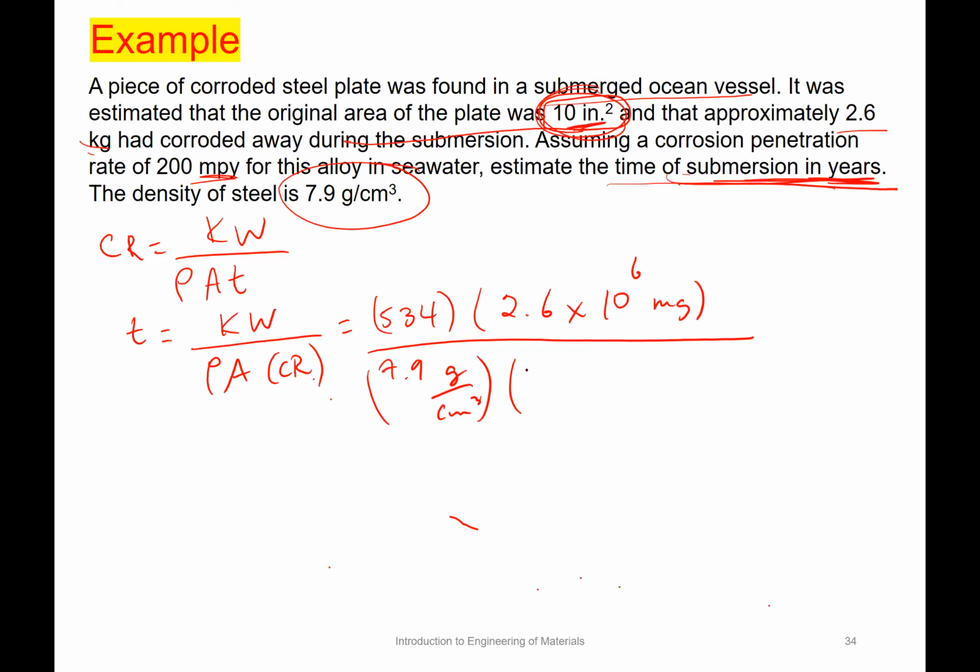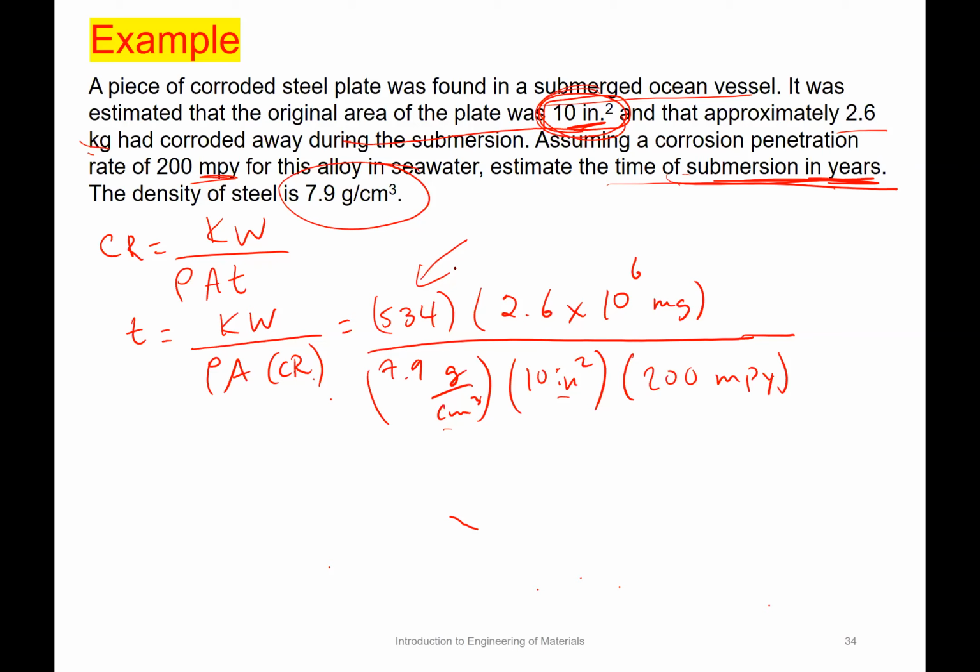Area is 10 squared inches. And the corrosion penetration rate is 200 mils per year. And so you could see, okay, well, I have centimeters here and I have inches here, and I have grams here, I have milligrams here. Do I need to do dimensional analysis and make sure that these units work out? The answer is no for this particular equation, because that's all subsumed in 534. Those units have already been worked out for you.